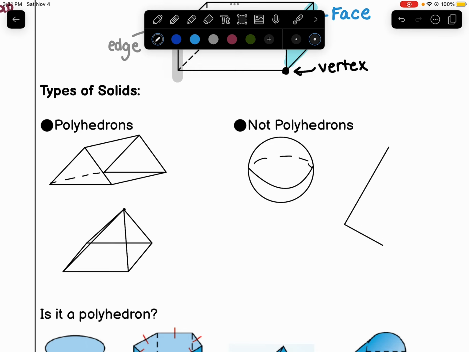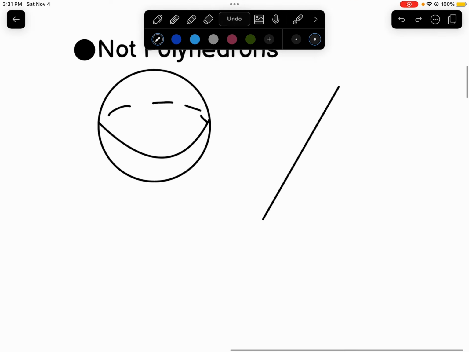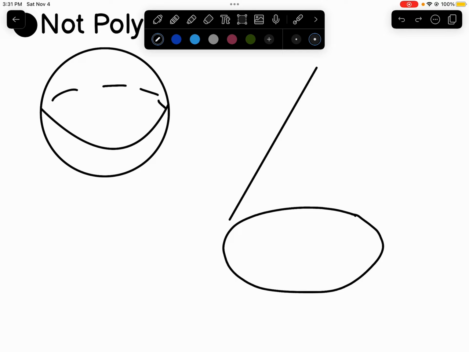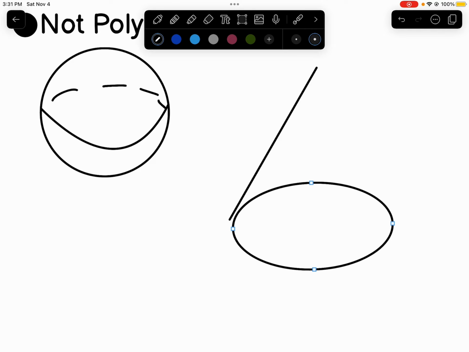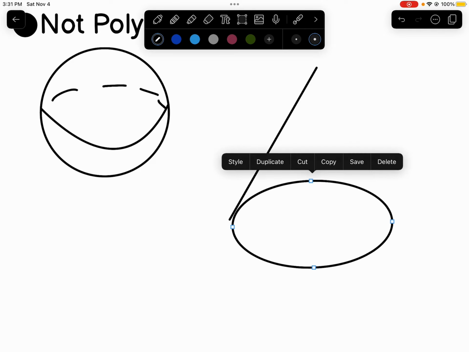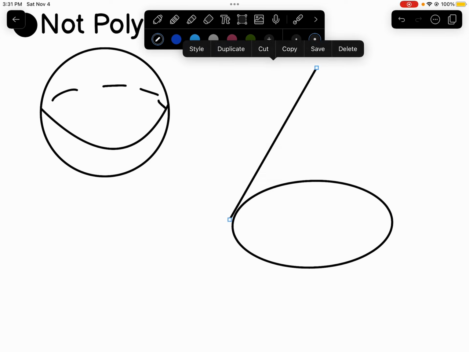This is a cone. So we're going to draw a cone by drawing an oval. An oval, please. All right, we'll see if we can get one. There we go.